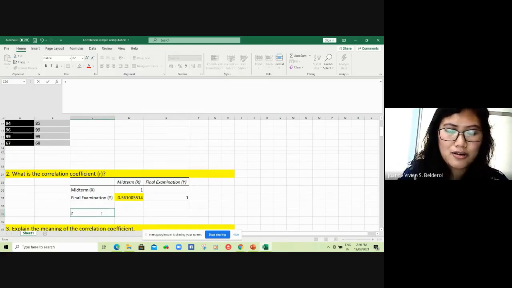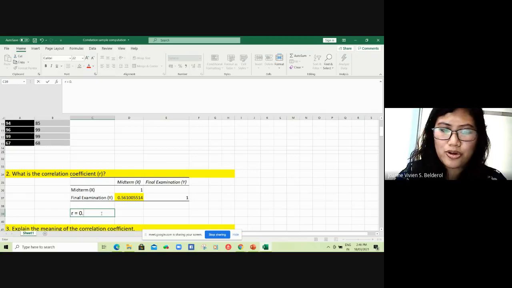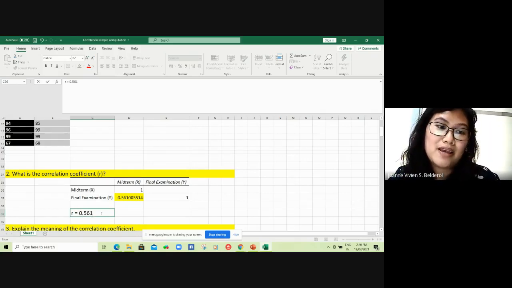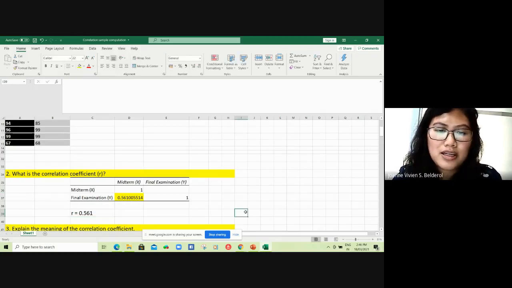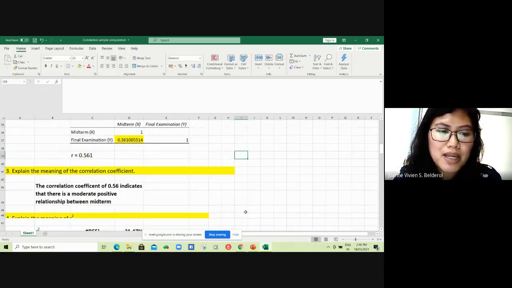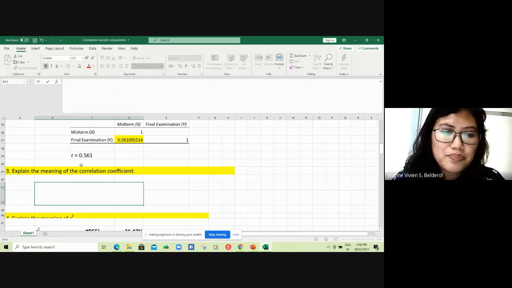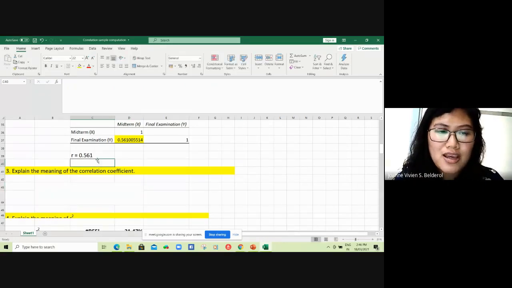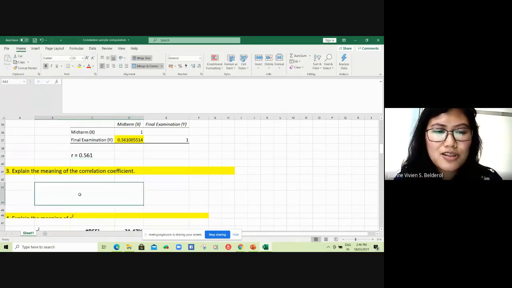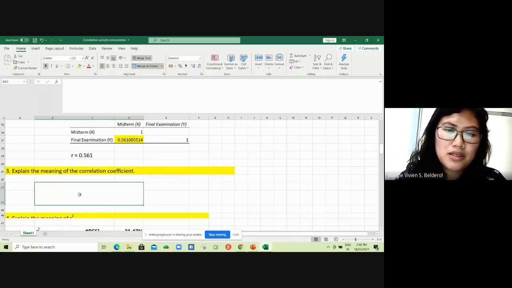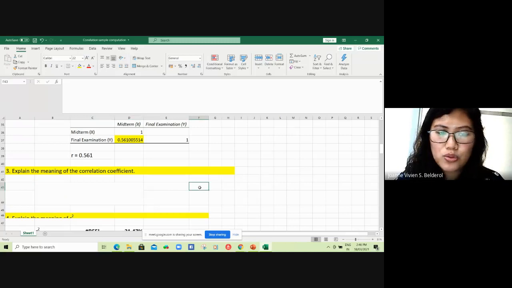R is equal to 0.56 or 0.561. Okay? So that's the answer to number 2. Now, the next question is, explain the meaning of correlation coefficient. Okay, now you have an R. What do you think is the relationship? 0.561.